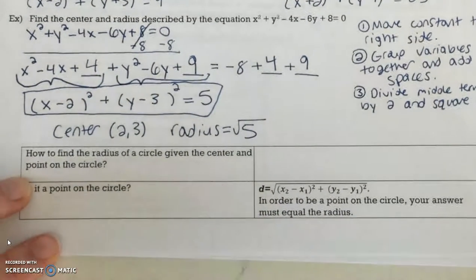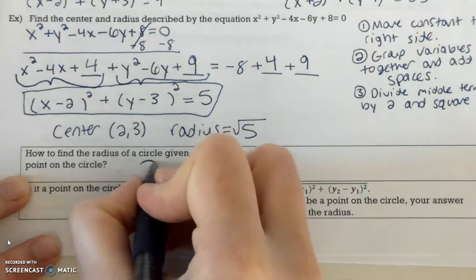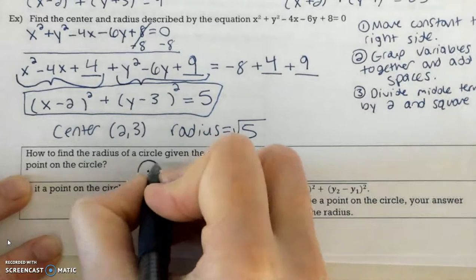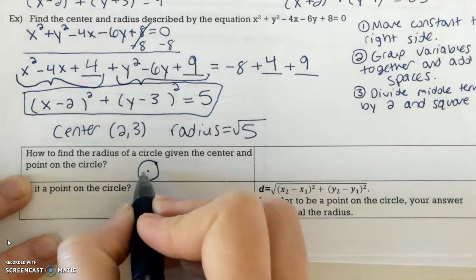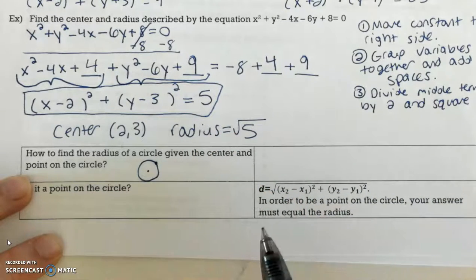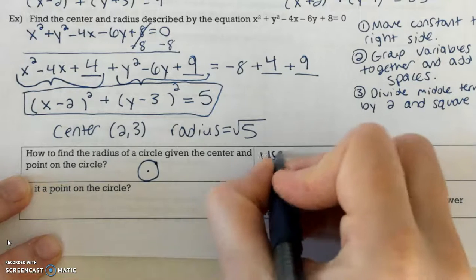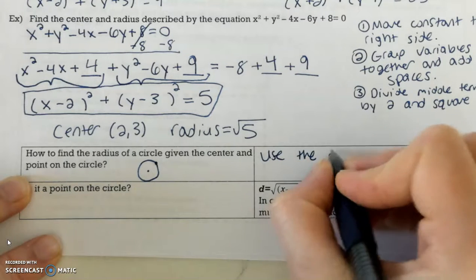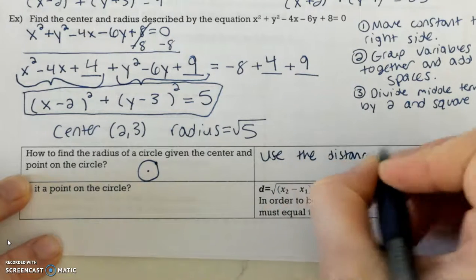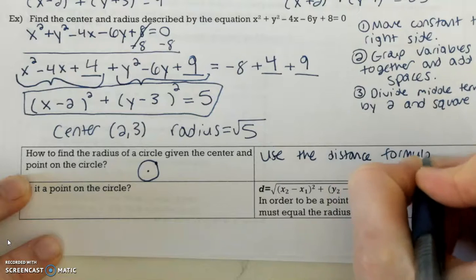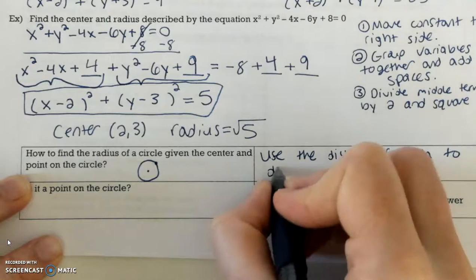All right, the bottom here. How to find the radius of a circle given the center and a point on the circle. So basically what we're given is we're given the center of the circle and then a point on the circle. So how do I find the distance between those 2 points? I hope that hint was enough. Use the distance formula to determine the radius.